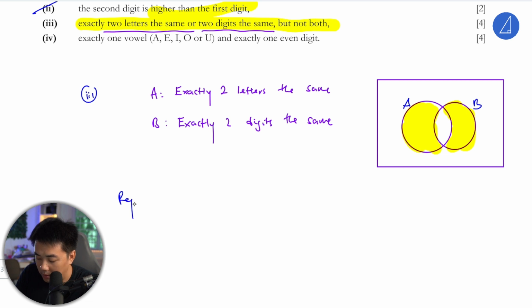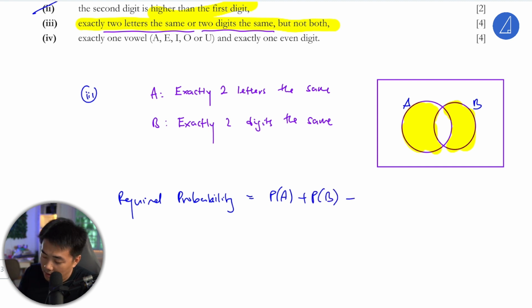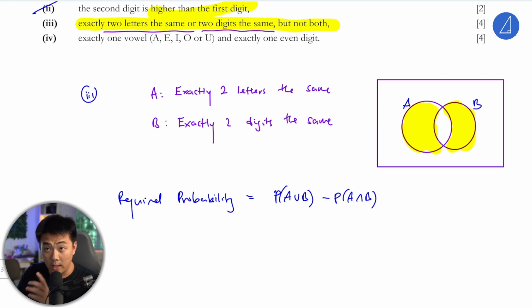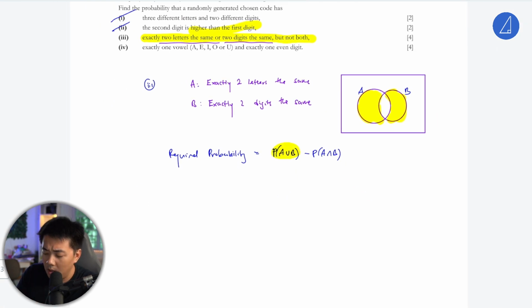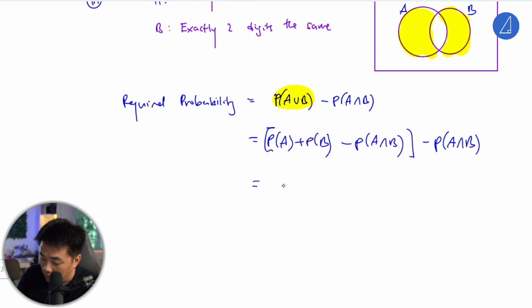Here's what I'll do. Required probability will be P(A) plus P(B) minus, or rather, P(A union B) minus P(A intersect B). All right, so we want to minus off the middle ones, but because P(A union B) is P(A) plus P(B) minus P(A intersect B), we need to minus off the intersection of B and A twice. Okay, that's what I'll do. So P(A) plus P(B) minus 2 P(A intersect B).